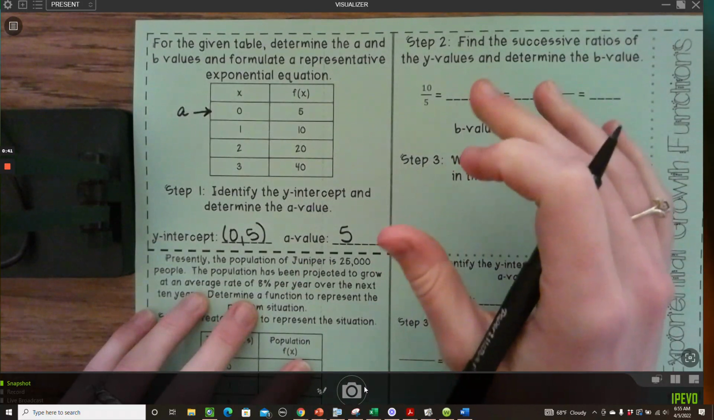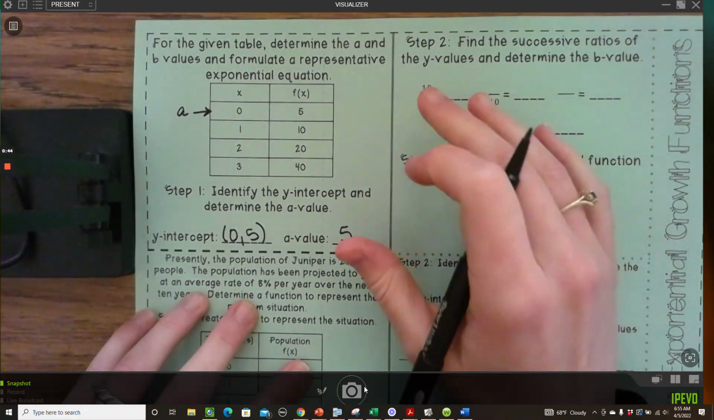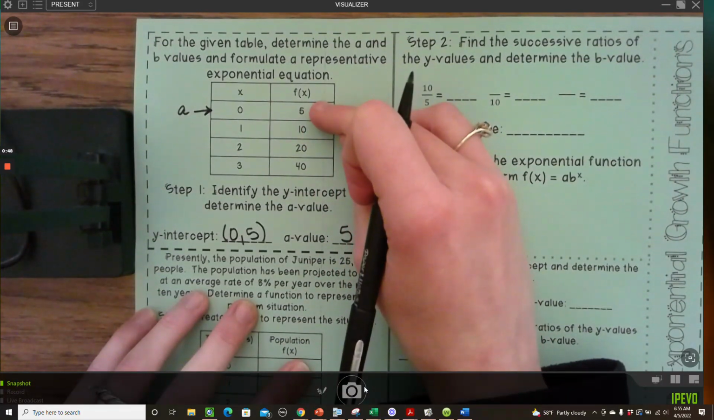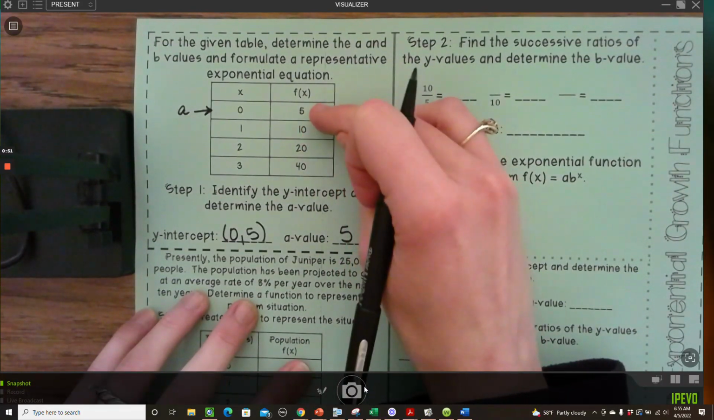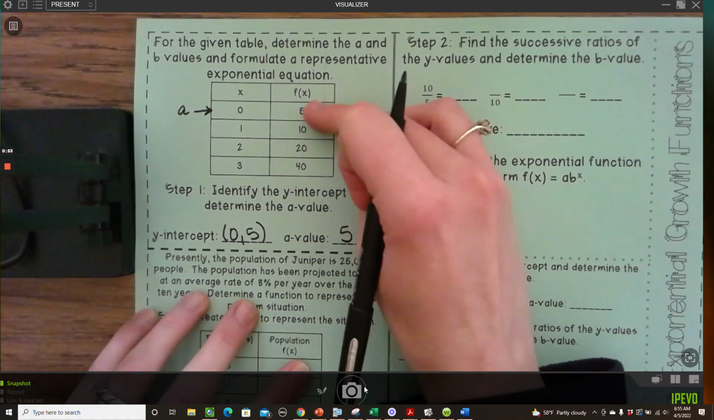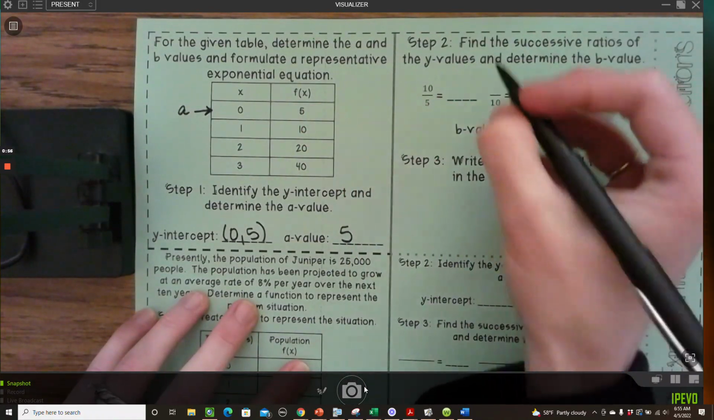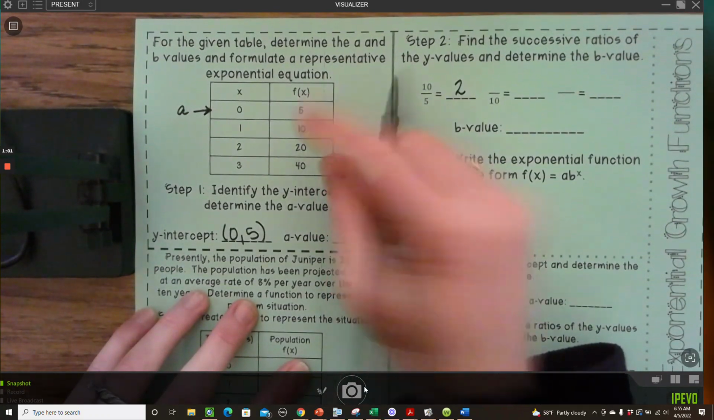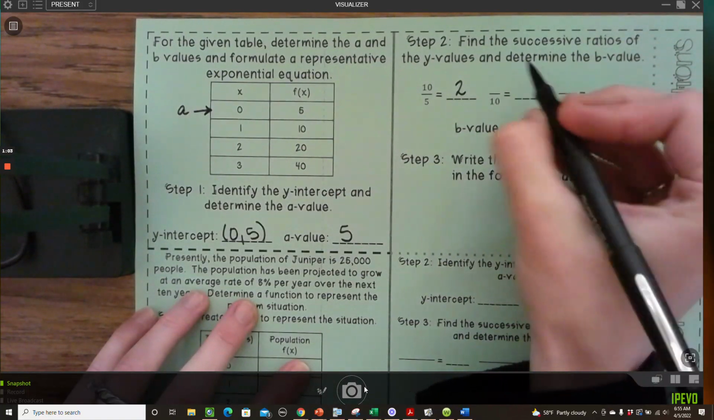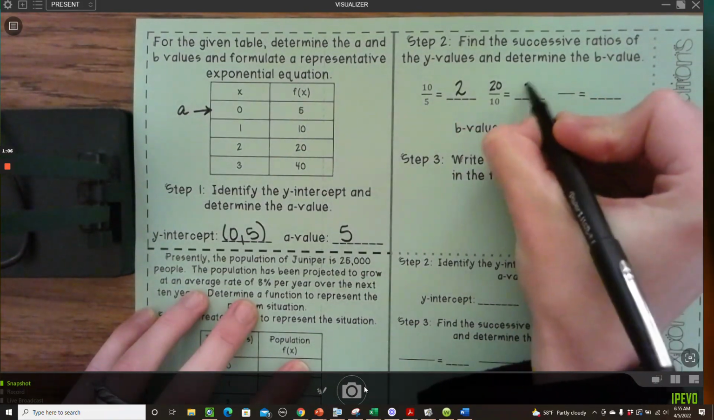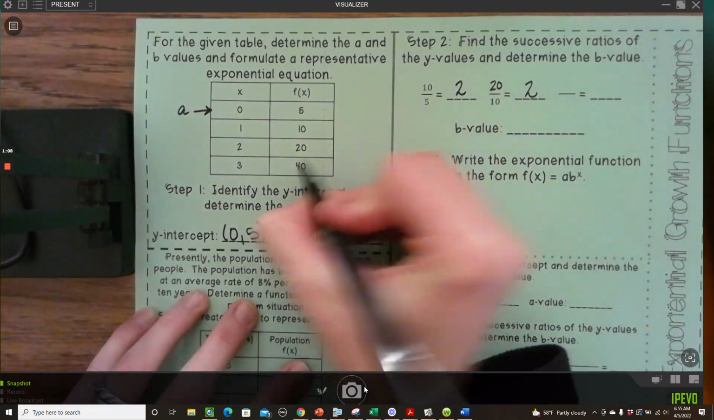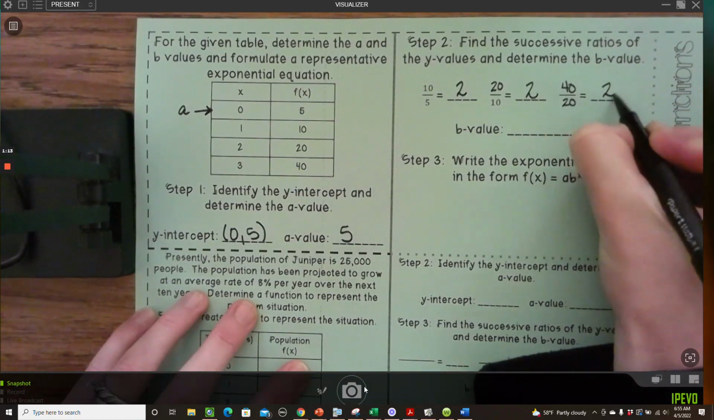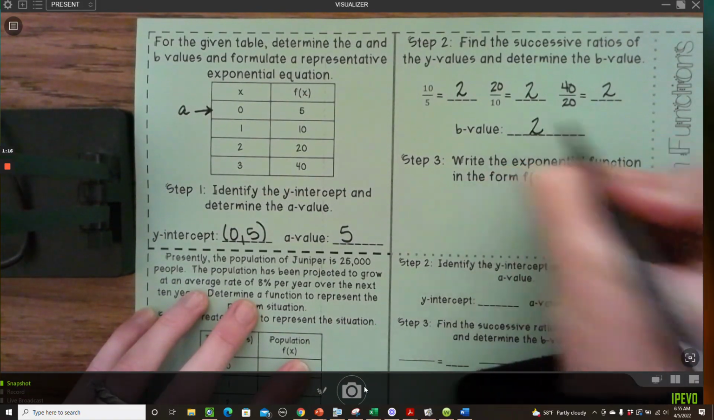Now, to find your b value, you find the successive ratios of the y values, and what that means is you find the ratio between all the y values. So we would put 10 over 5, so you always go backwards. 10 over 5 equals 2. Then the next one, 20 over 10, and you keep them consecutive, so that's what successive means. 20 over 10 equals 2, and the last one would be 40 over 20, and that equals 2 as well. So that's my b value.